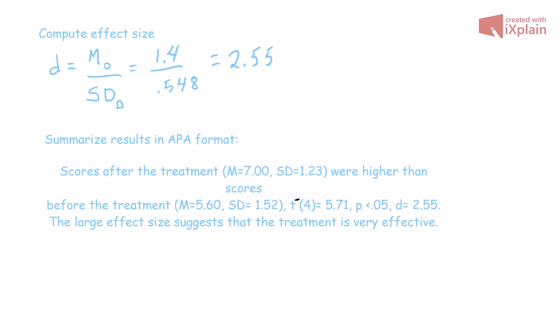t, because we ran a t-test, 4 because that's our degrees of freedom, 5.71 is our obtained t value. The p is less than 0.05 because we rejected, and then here is our d. And you always put a period after the d if you use it at the end of the sentence, which is the typical format. And then we have the second sentence, which is just an interpretation. You want to help the readers interpret what the results mean.